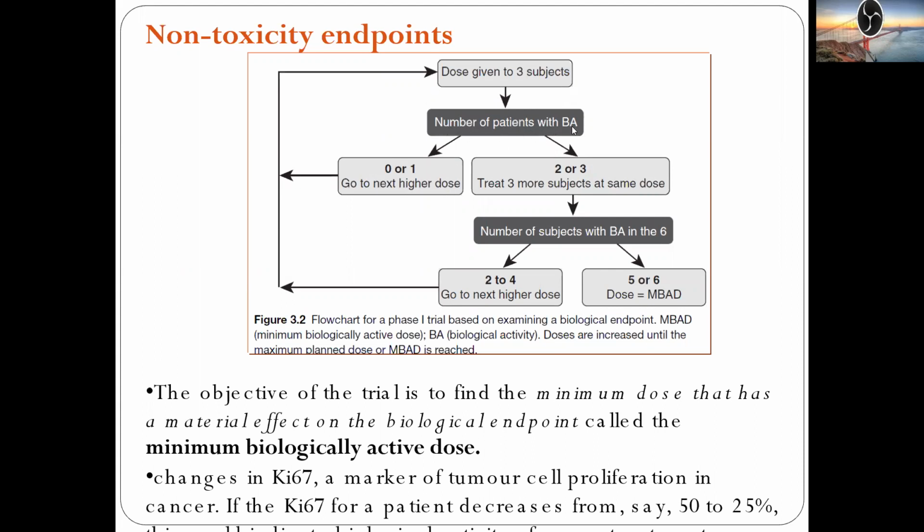That is, if the number of patients with biological activity is 0 or 1, we'll go to the next higher dose. If 2 or 3 patients have shown biological activity, we'll take 3 more subjects. This goes on, and the dose will be escalated sequentially until the maximum biological activity has been observed in 5 or 6 patients. Okay.